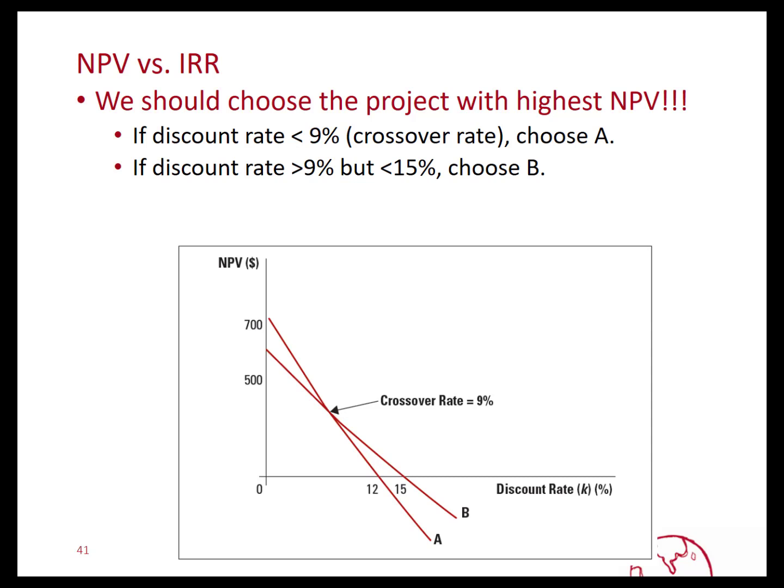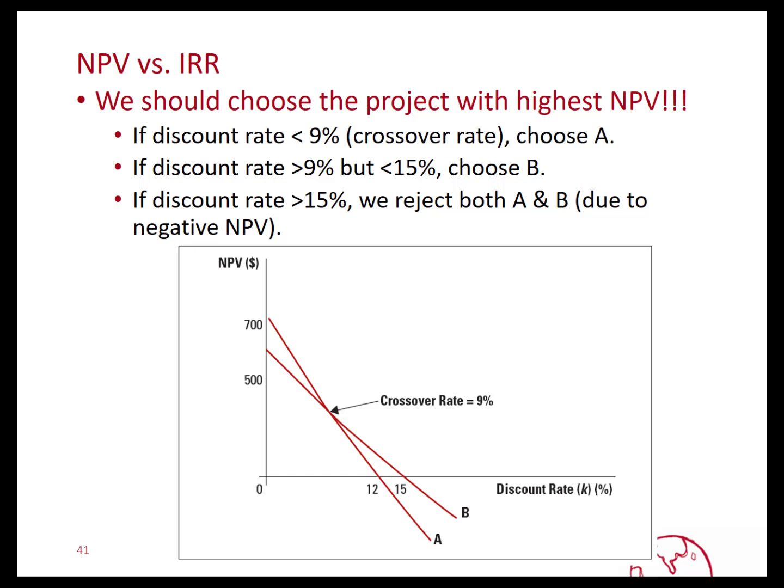When the discount rate is greater than 9% but less than 15%, you're going to want to choose project B, because all the way from 9 to 15%, project B is going to generate a positive NPV, and the NPV is going to be greater than the NPV for project A. Why do we stop at 15%? Well, once the discount rate becomes higher than 15%, the NPV of project B also is negative, and we do not want to accept projects with negative NPVs. So above 15%, you would not choose either project.